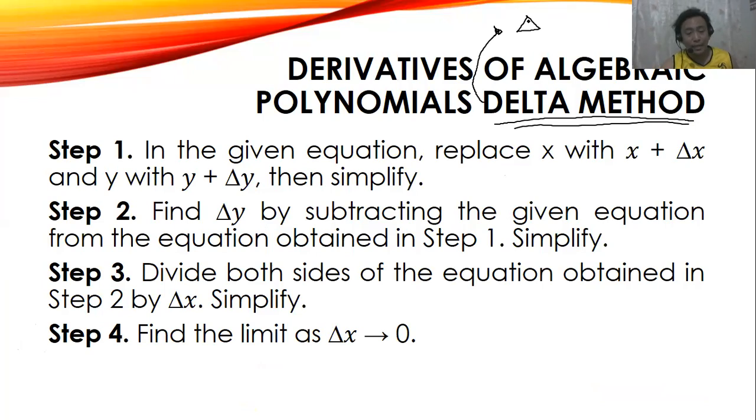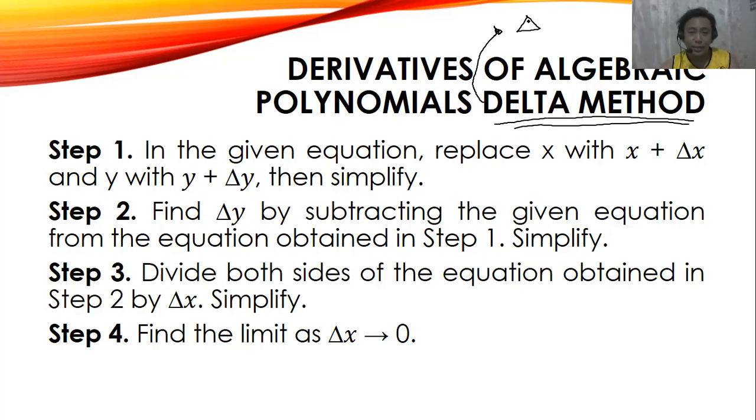So we have four steps. The first step is, in the given equation, we have to replace x with x plus delta x and y with y plus delta y, and then we have to simplify it. Very basic, right? It says to replace x with x plus delta x and y with y plus delta y. After that, you have to simplify.